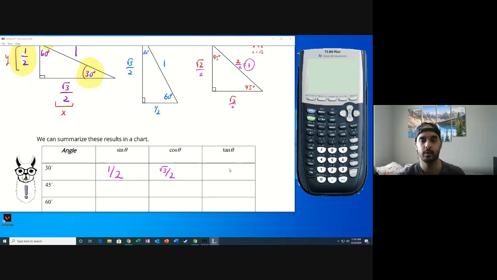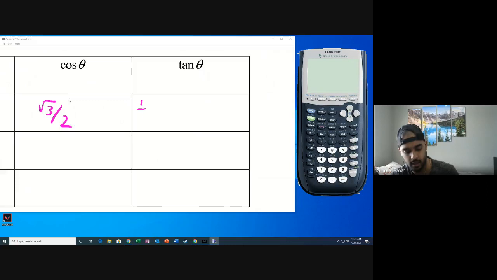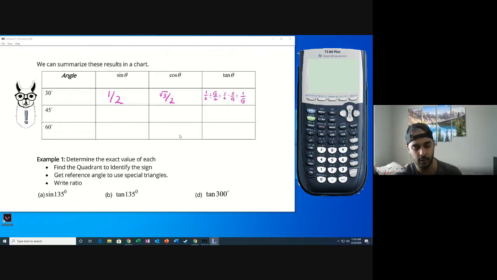Tangent is going to be the one where you have to take your opposite and divide it by your adjacent. So if it's the tangent of 30, I'm going to take 1/2, divide it by root 3 over 2, which will look like 1/2 being divided by root 3 over 2, which is the same thing as a half multiplied by 2 over root 3, which is 1 over root 3, like we said it was originally. Okay, so you can go through that process as well. I'm just going to fill in the rest of this chart for you.